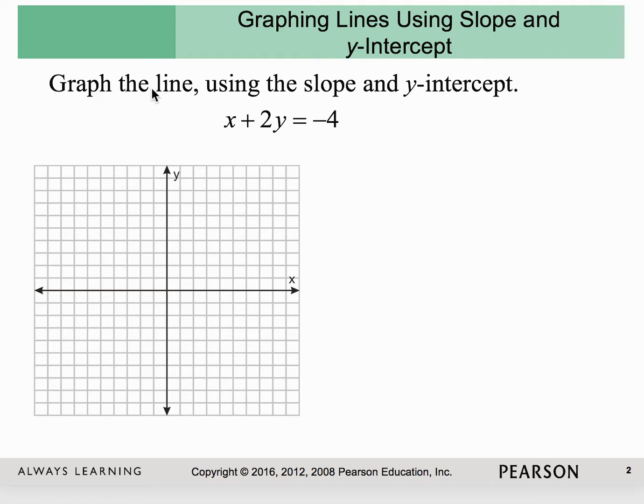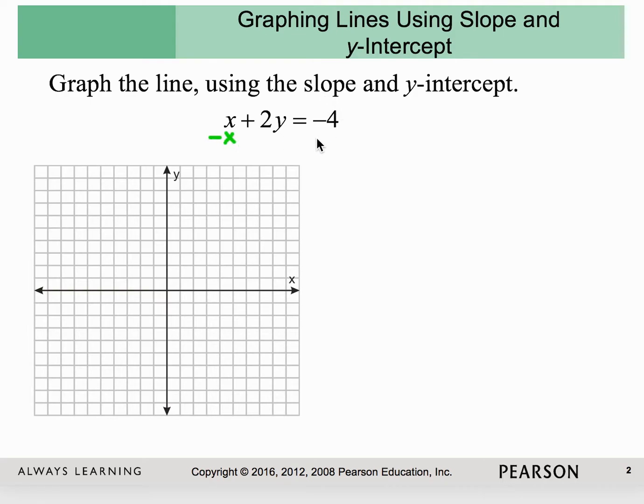Okay, so this one says using the slope and y-intercept. If it says that on a test, you have to use the slope and y-intercept method instead of just the intercept method, which is what we used last time, where we found the x-intercept and the y-intercept. I can also use the slope and the y-intercept. To do this method, it's got to be solved for y.